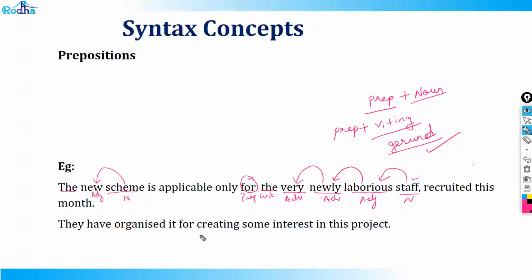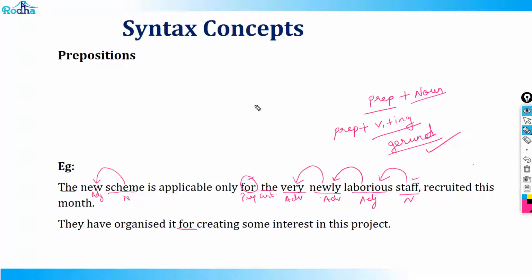They have organized it for creating some interest in this project. Now, if I talk about this statement, I cannot find the exact noun over here. So what will I say?